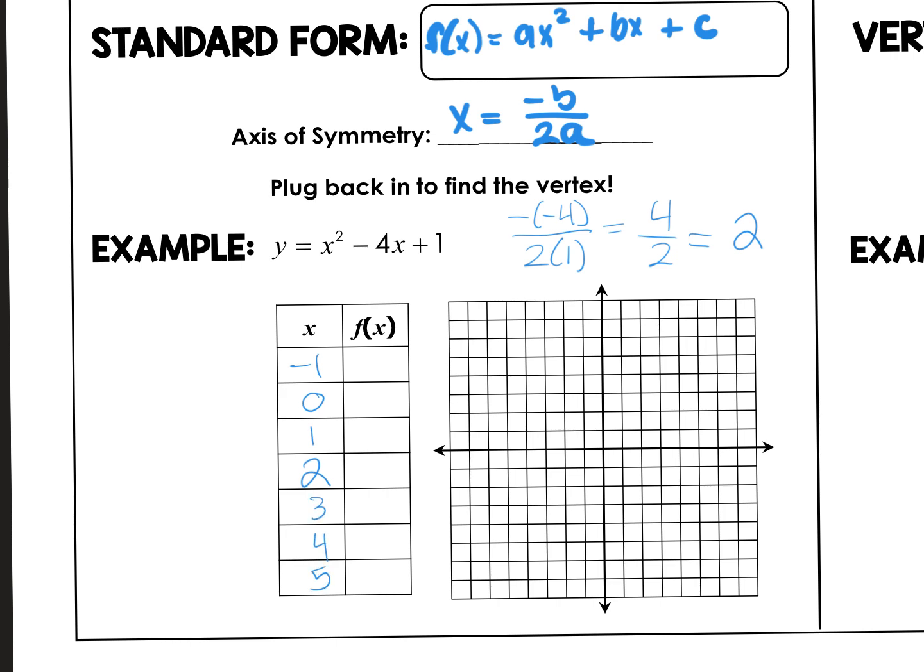Now we're going to plug these into the function to find all of our other points. Let's start with 2, the vertex. So, 2 squared is 4 minus 4 times 2, which is 8, plus 1. So, 4 minus 8 is negative 4, plus 1 equals negative 3.